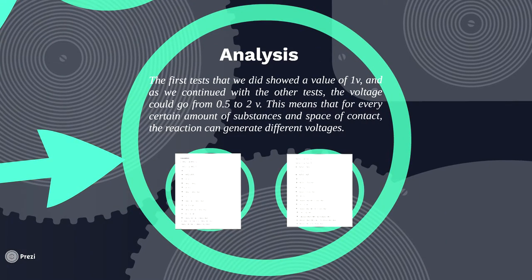The first test that we did showed a value of 1 volt, and as we continued with the other tests, the voltage could go from 0.5 to 2 volts. This means that for every certain amount of substances and space of contact, the reaction can generate different voltages.